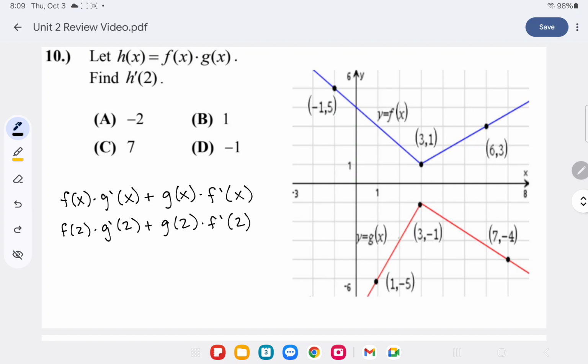So where are my 2s? So here's g of 2. Here's f of 2. Okay, so f of 2, I'm just going to make a list of what I know. f of 2 is 2. Our value at f is 2. Our value at g of 2 is negative 3.